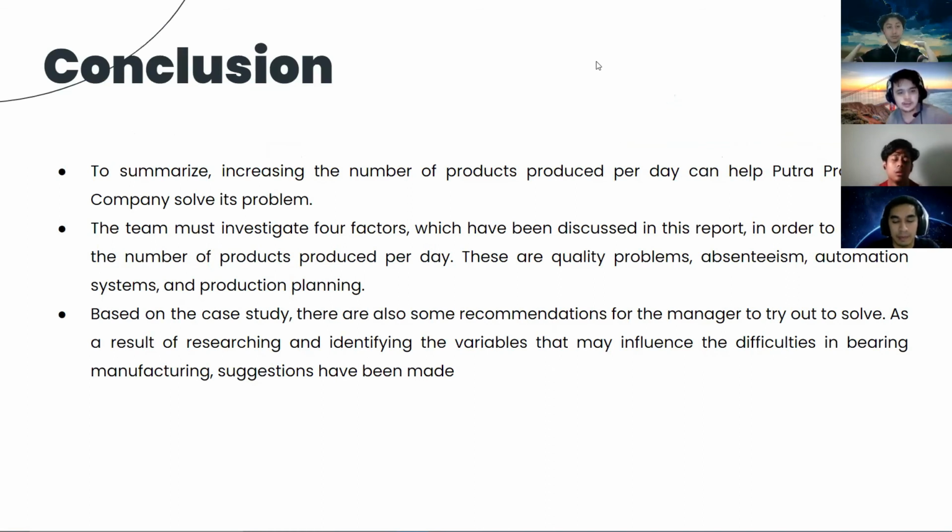For conclusion, increasing the number of products produced per day can help Putra Production Company solve its problem. So there are four factors that we have discussed in this report which affect the number of products produced per day. These are quality problems, absenteeism, automation system, and production planning.